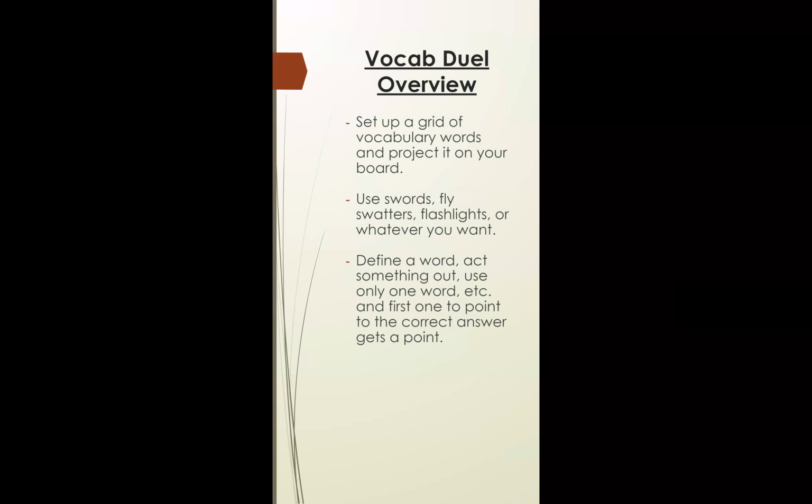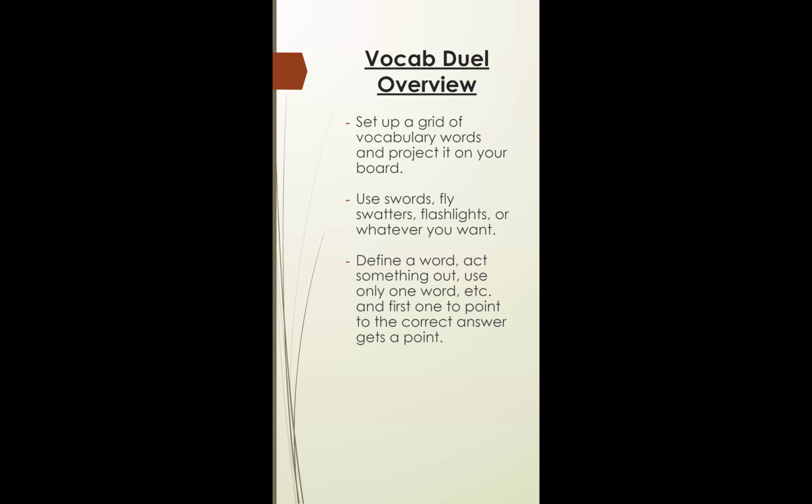So I would play with that. But basically, you set up a grid of vocabulary words. You can use swords, or it could be styrofoam or something. You could use fly swatters. I've seen people use flashlights or whatever you want. Basically, you just need a way for somebody to be able to point at something in some form or fashion.